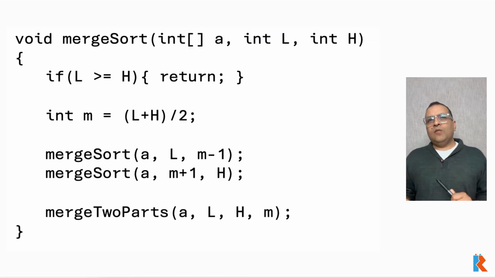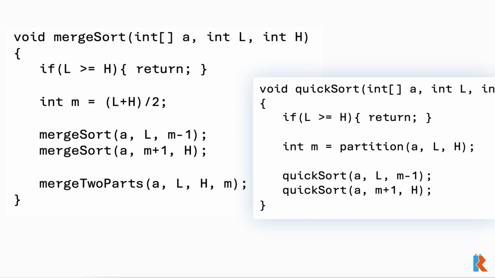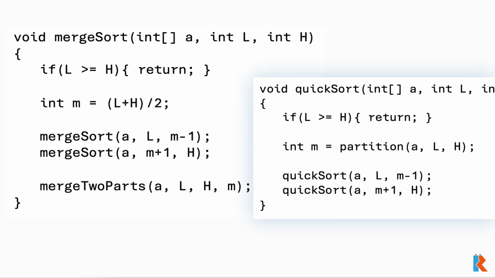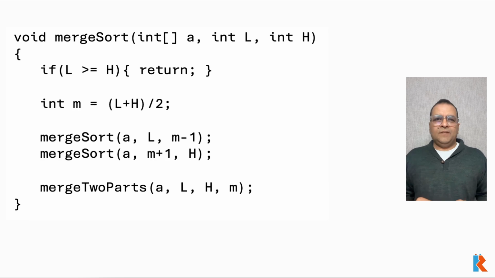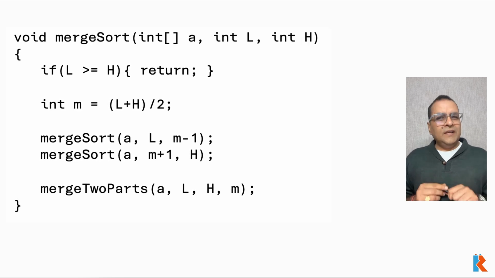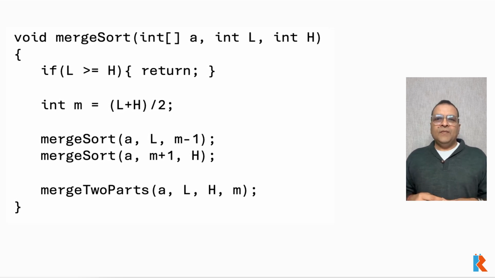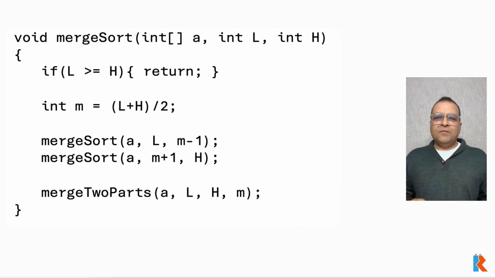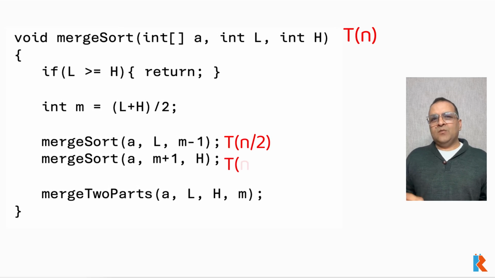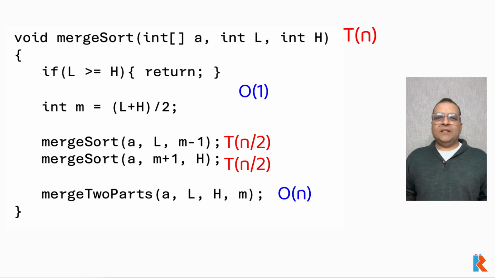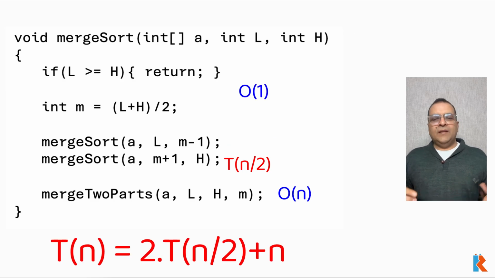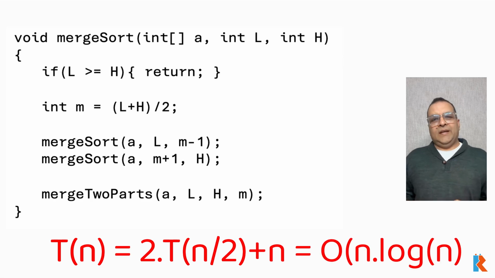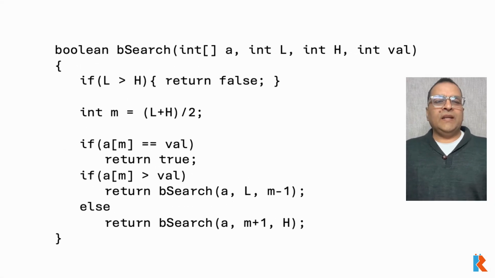Look at the function of merge sort and compare it with quick sort. In case of merge sort also, we are dividing the array in two parts and then solving the two parts individually. And after solving the two parts individually, we merge them. So merging takes order of n time. Therefore, the recursion for merge sort will also be T(n) equal to 2 times T of n by 2 plus order of n. And the time complexity of merge sort will also come out to be T(n) is equal to n log n.